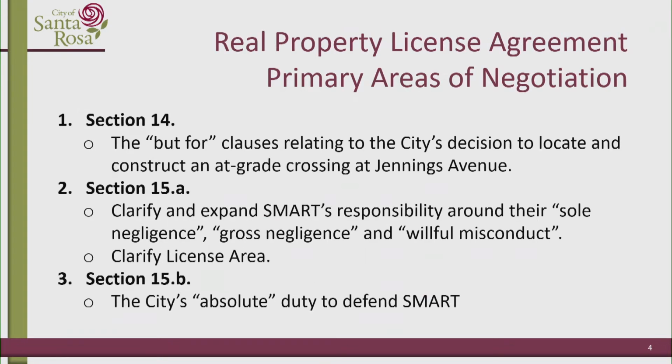Focusing right now on the real property license agreement, there were three primary areas that council made a request that we evaluate and provide alternative language to SMART. Those were in section 14 and section 15 of the document that we discussed back in April of 2024. Section 14 was really relating to a but-for clause. That but-for clause, and I'll get into more detail here in just a second, really was a predominant poison pill. It created a situation where, regardless of what happened, the but-for brought it all back to us. And that was probably one of the single most important aspects for us to address.